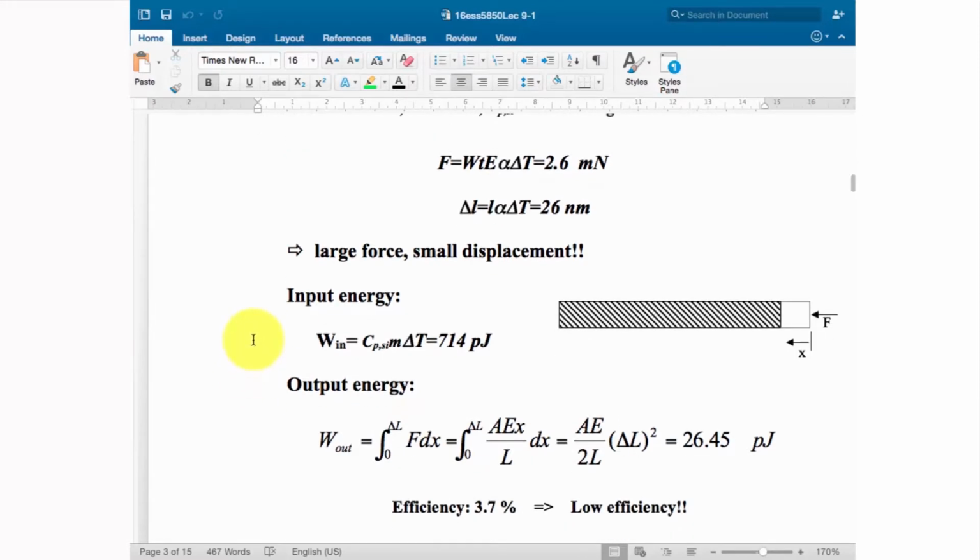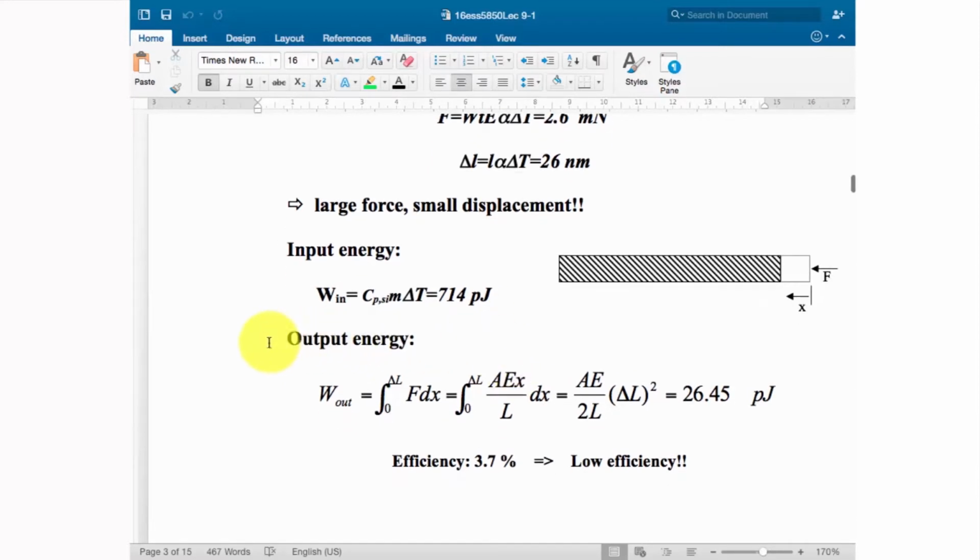So for the input energy, currently we heat up the whole substrate by 100 degrees C. The thermal capacitance of the material is what we mentioned earlier. So with these two together, the input energy becomes about 700 picojoule. It looks not very much, right? It's in the picojoule range. However, when we look at the other side, what kind of output energy, the work we are doing by using this actuator.